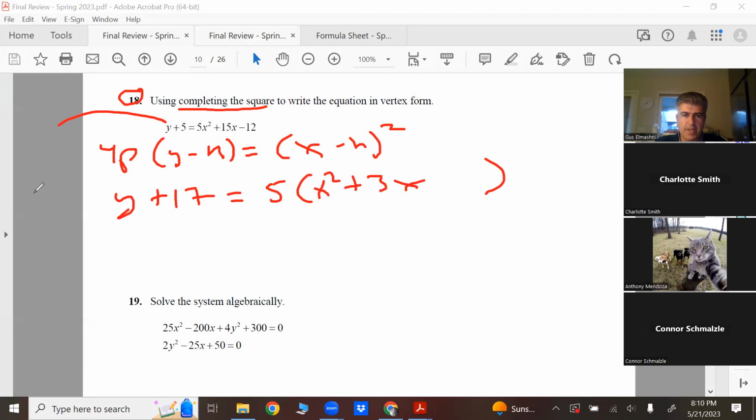So again, all I did is a couple things. I moved the negative 12 from right to left, and I pulled out the 5 between 5x squared and 15x. So the goal is to make my equation look like the line up above. Then I can identify the vertex and all the other stuff.